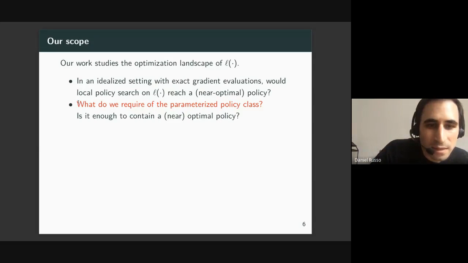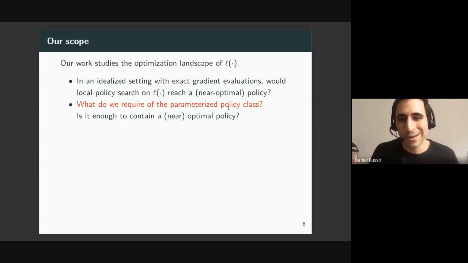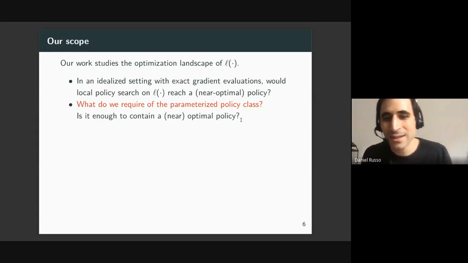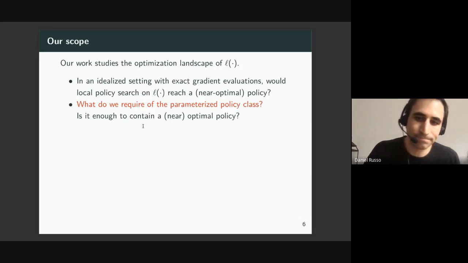And I think the central distinguishing feature of this work is that we're really interested in when the landscape of L is nice and how that interacts with the parametrized policy class. Is it enough that this policy class has regularity conditions and contains a near optimal policy? Or do we need some other kind of condition on the policy class?